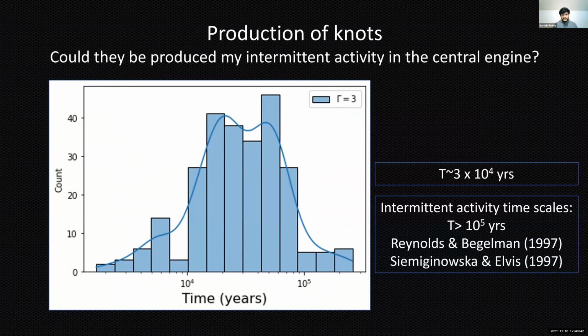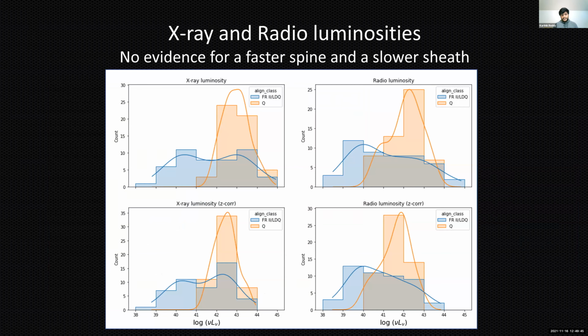Next, there was one proposal in the context of the ICCMB model suggesting that there is a fast spine in the jet surrounded by a slower sheath. So this fast spine would produce X-ray emission via the ICCMB mechanism, and then the sheath would produce the radio. So if that were the case, we could see some kind of differences between the luminosity distributions in X-rays and the radio.